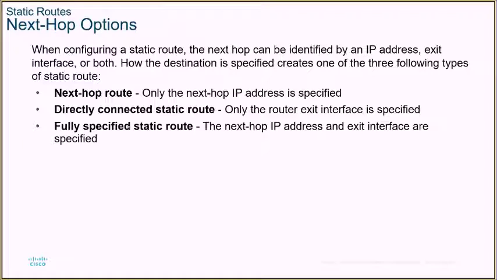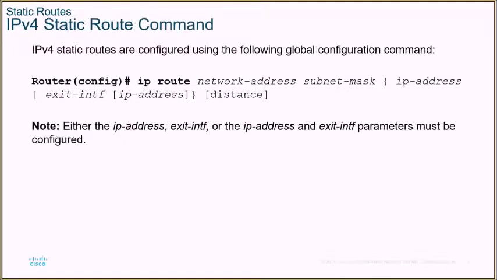And so basically, the best of both worlds is when you specify both bits of information. The next hop, of course, will allow you to use it on any network, and the exit interface will negate the need for a second lookup. So it's a good option to have the best of both worlds, as I said.